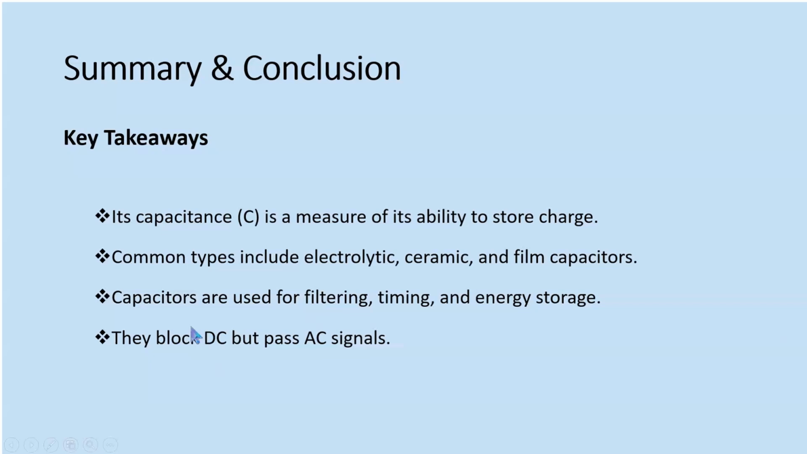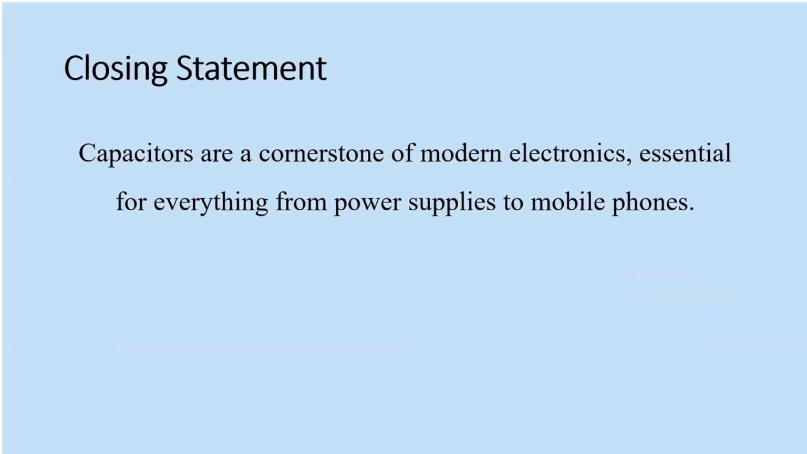So what are the key takeaways? The capacitor stores electrical energy in an electric field. Its capacitance is a measure of its ability to store energy. The common types include electrolytic, ceramic, and film. Capacitors are used for filtering, timing, and energy storage. They block DC but pass AC. Ladies and gentlemen, capacitors are a cornerstone of modern electronics, essential for everything from power supplies to mobile phones.